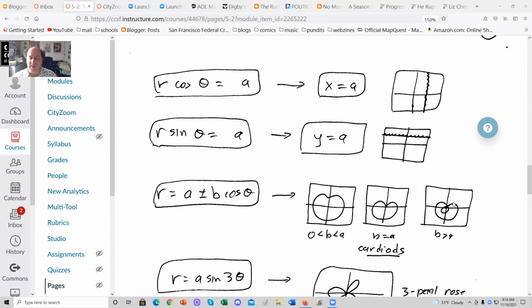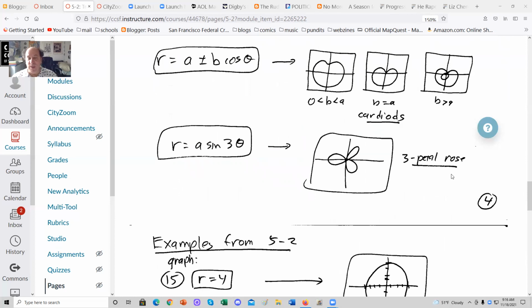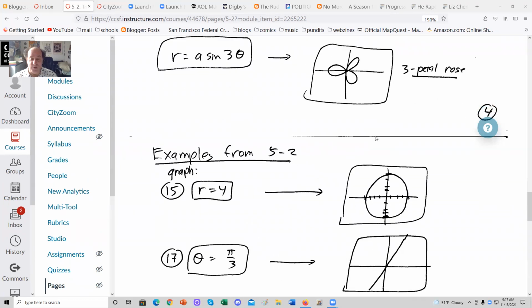There are a couple of negative values for r. These are all called cardioids, meaning heart-like. r equals a sine 3 theta. You get this 3-petaled rose. And again, probably the best way to actually see these is by using the polar coordinates graphing application on your graphing calculator if it has one.